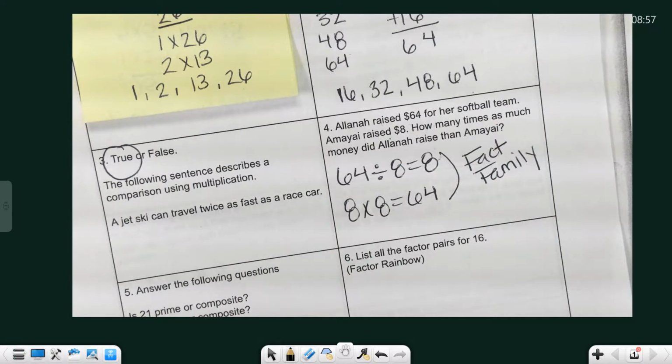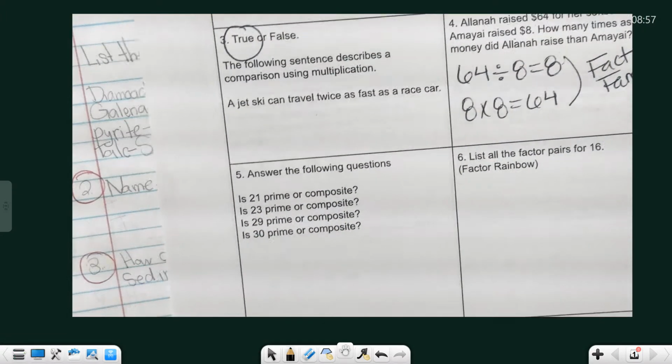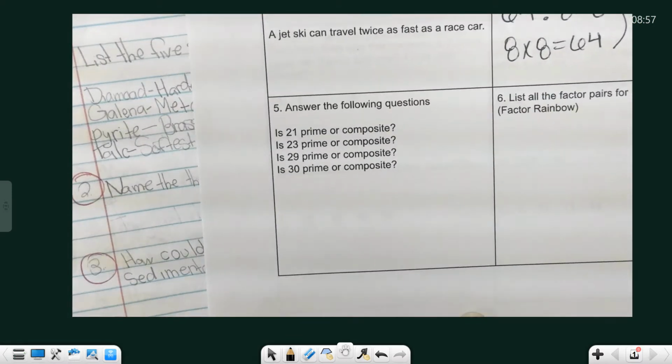Any questions about that one? No. This is my favorite color. Okay. Rainbow. All right.